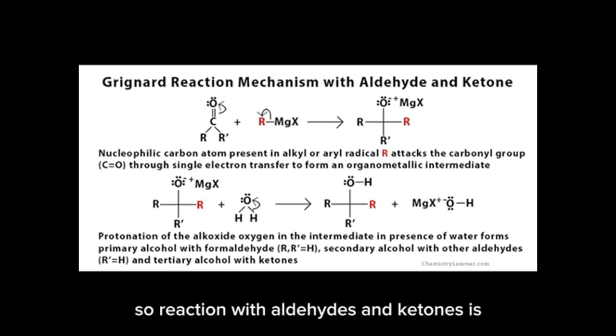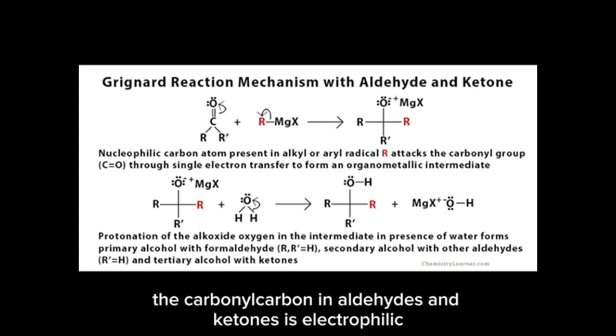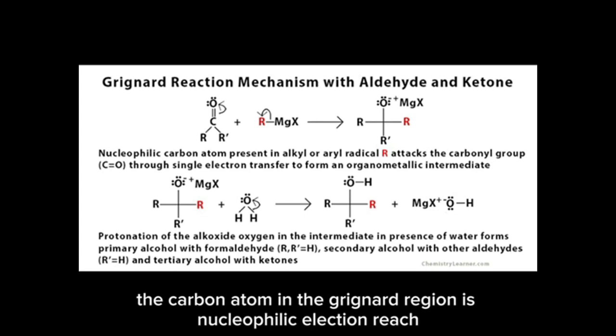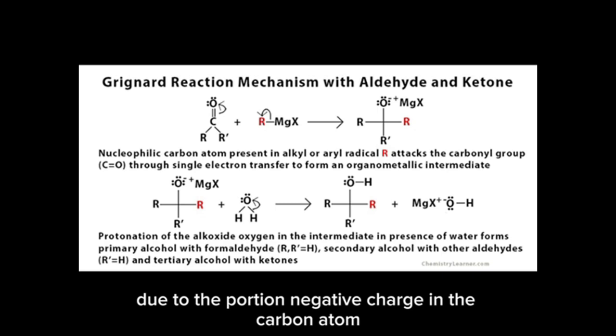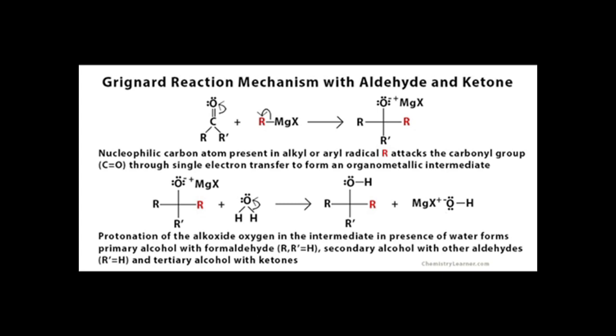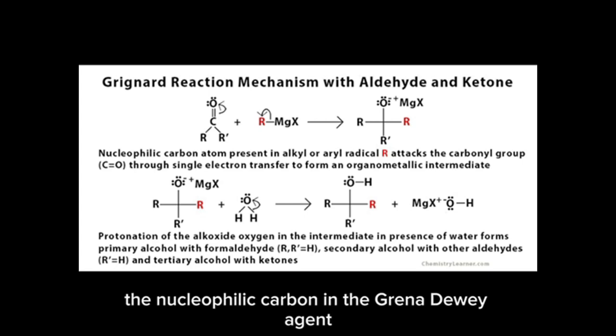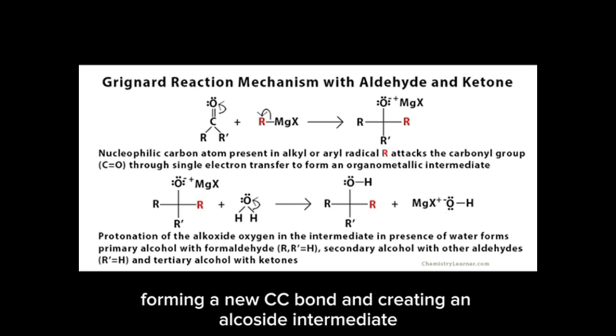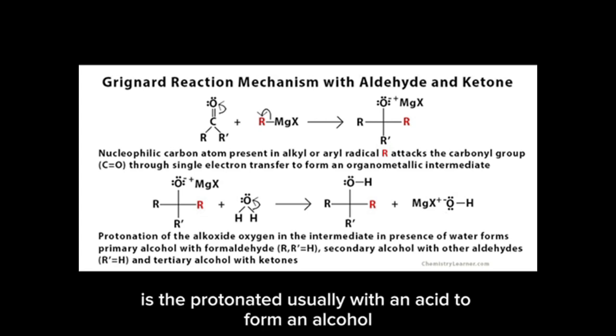So, the reaction with aldehydes and ketones: the carbonyl carbon in aldehydes and ketones is electrophilic, electron deficient, due to the electronegative oxygen atom. The carbon atom in the Grignard reagent is nucleophilic, electron rich, due to the partial negative charge on the carbon atom bonded to magnesium. The nucleophilic carbon in the Grignard reagent attacks the electrophilic carbonyl carbon, forming a new C-C bond and creating an alkoxide intermediate. This intermediate is then protonated, usually with an acid, to form an alcohol.